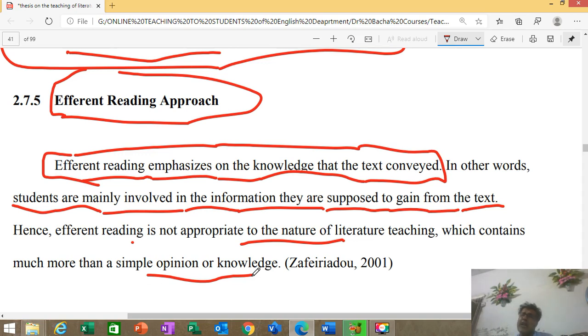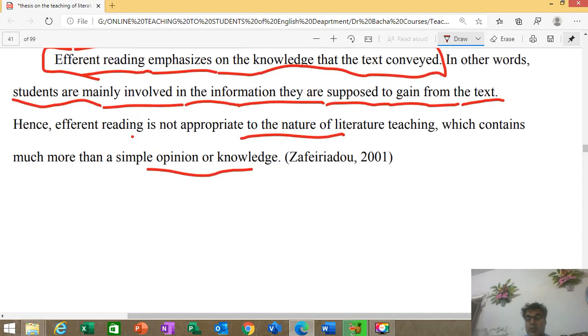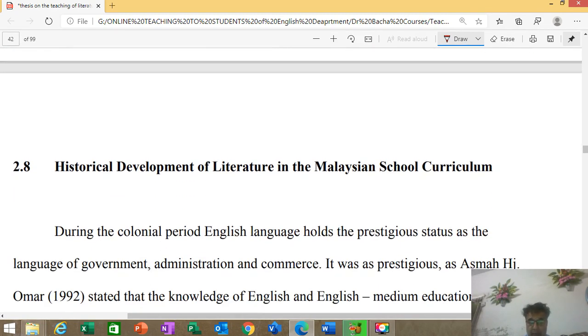So, I mean, the information that you get through fiction may not be true or correct, but because of the basic and broad nature of literature, which is more than simple opinion or knowledge, that develops in you the analytical and critical analysis of any text, and you become more analytical and critical in life. So this is the efferent reading which normally students and people apply.